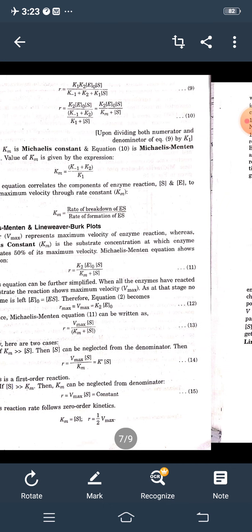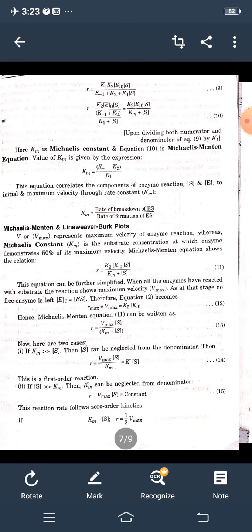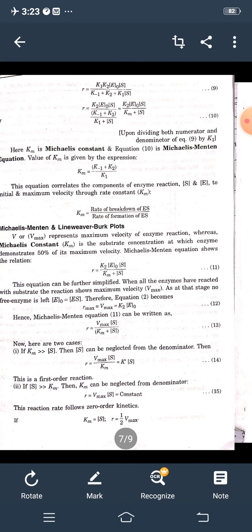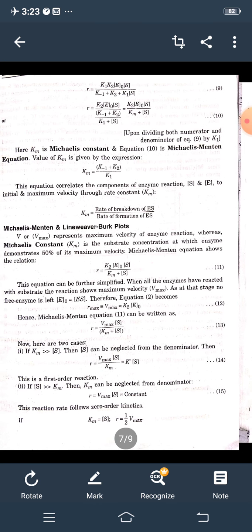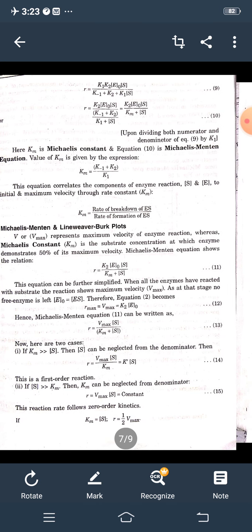where Km is the Michaelis constant, and equation 10 is known as the Michaelis-Menten equation. So, Km = (k−1 + k2) / k1. So, Km is equal to the rate of breakdown of ES upon the rate of formation of ES.